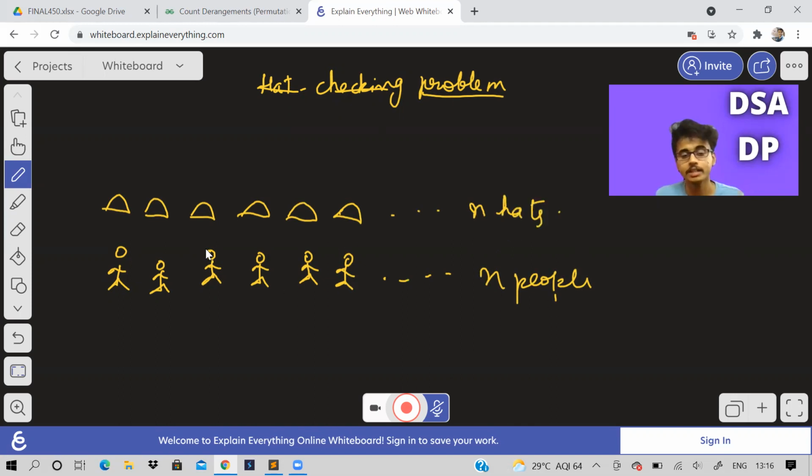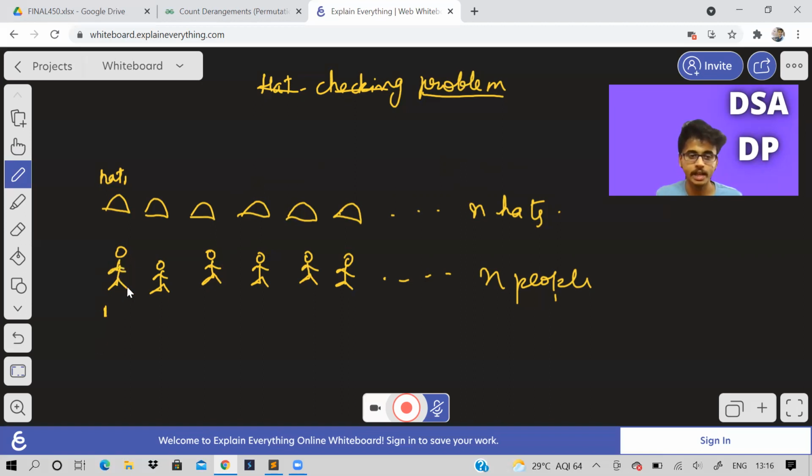Fine. The condition is what? Hat number 1 should not go to person 1. Hat number 2 should not go to person 2. So hat number i should not go to person i. That is the condition. Correct. Which is the same as our problem. In our problem also it's the same thing, right? We can't put an element in its correct position. So now how to solve this problem? Now we'll see. Suppose we consider the first person, person number 1.